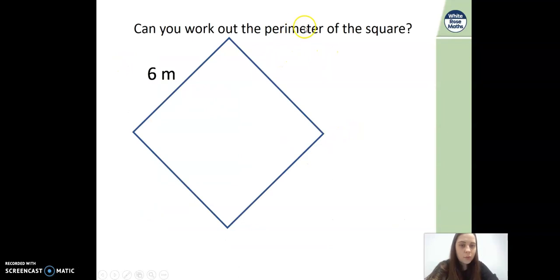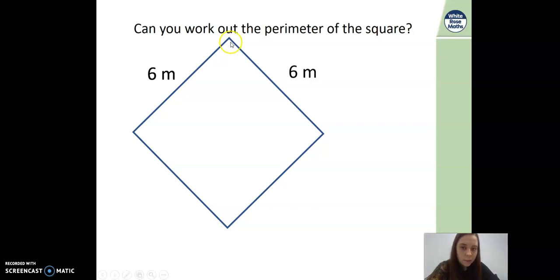So can you work out the perimeter of the square? This side is 6 metres. This side is also 6 metres. So stop and have a think for a second. What do we know about a square? Without knowing what these measurements are, what do I know about a square? So how can I work it out?